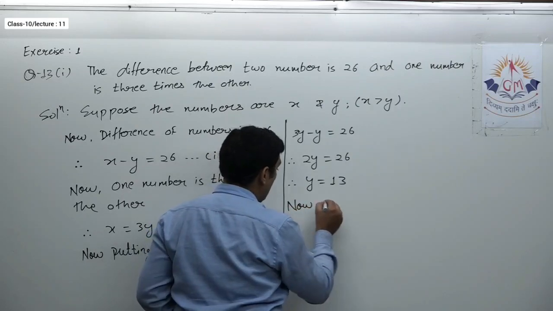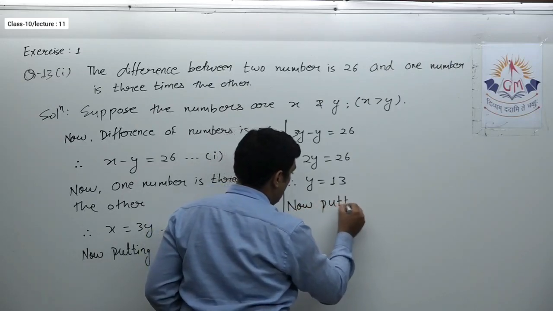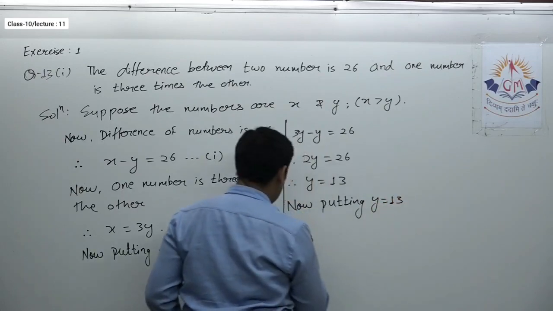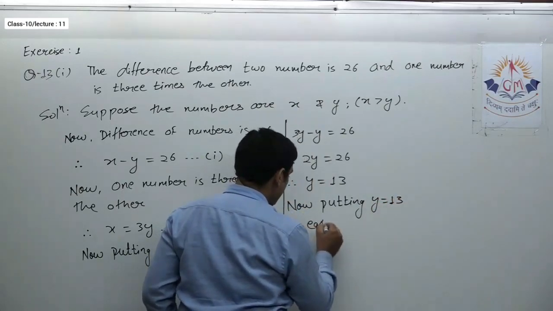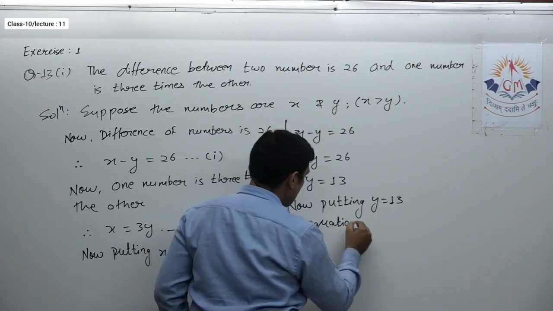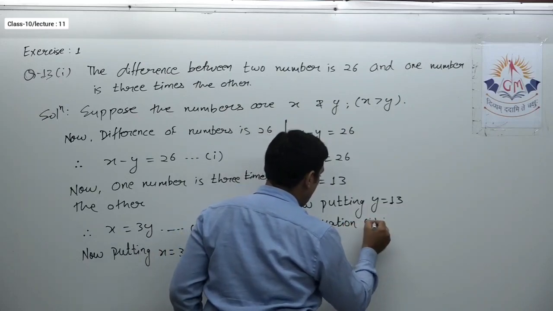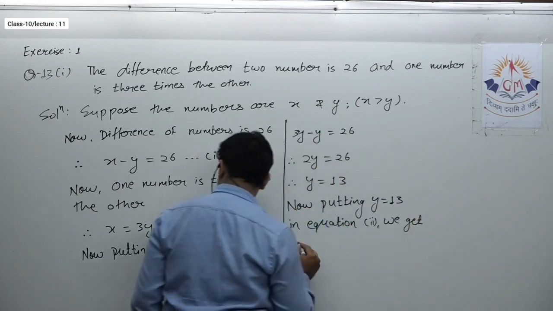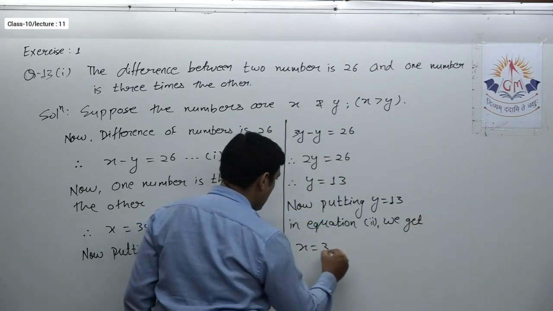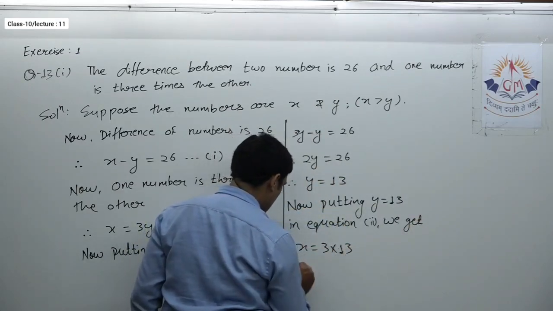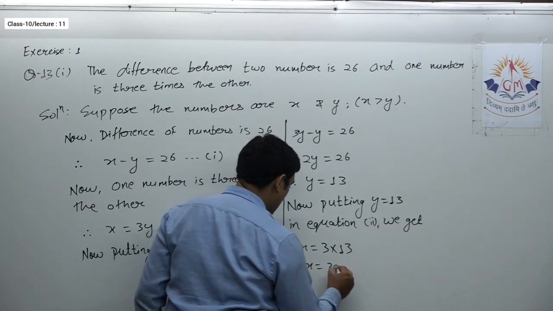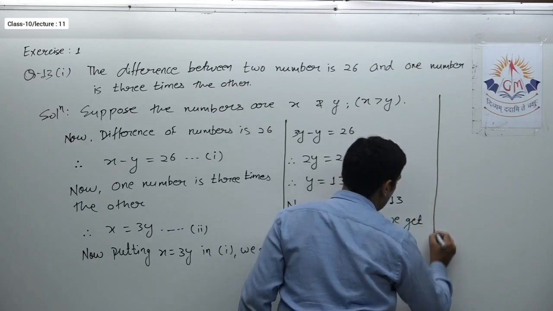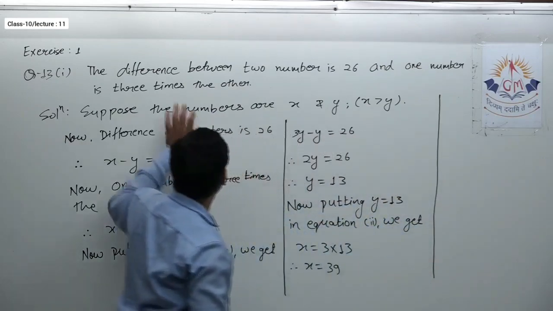Now putting y is equal to 13 in equation 2, what do we get? x is equal to 3 into 13, therefore x is equal to 39. Here we got both the numbers. That was the thing that we had to find.